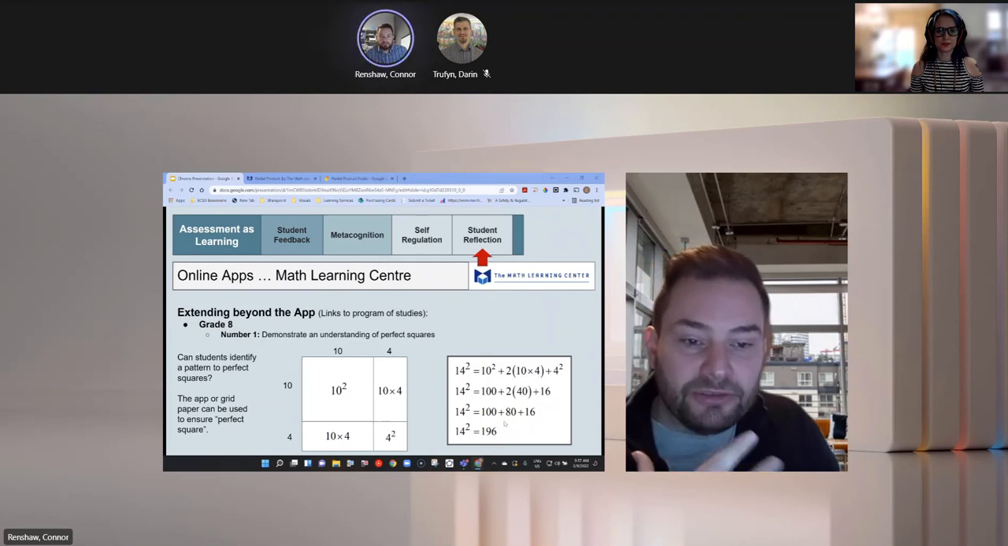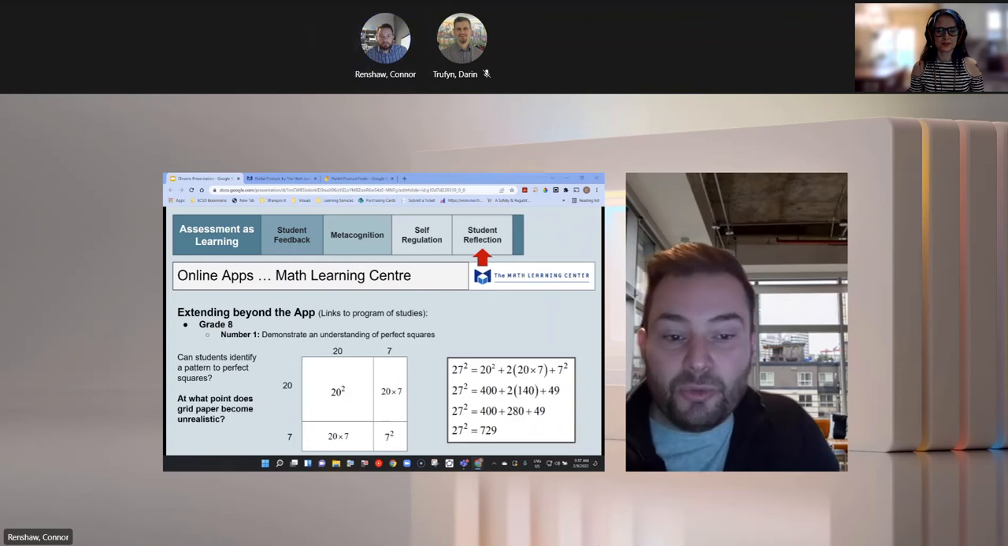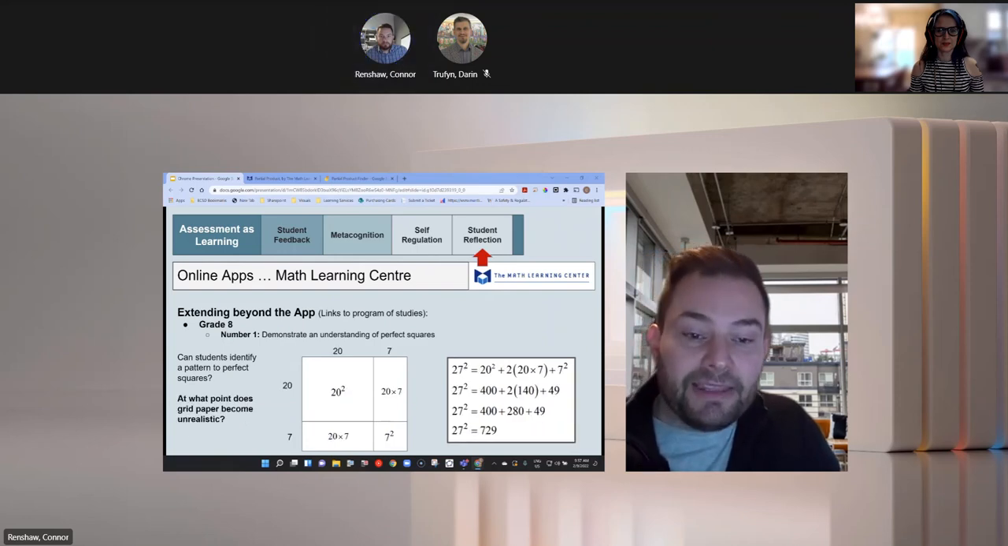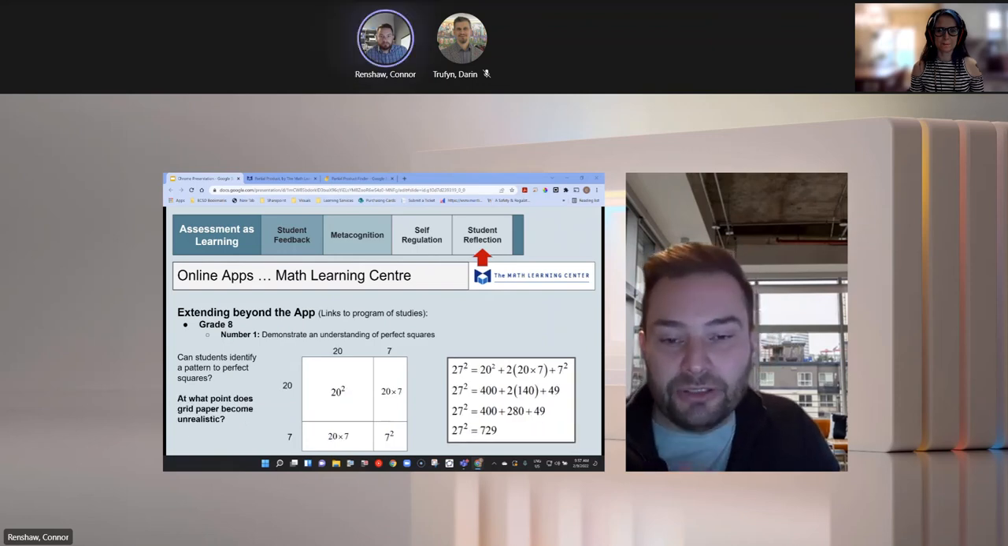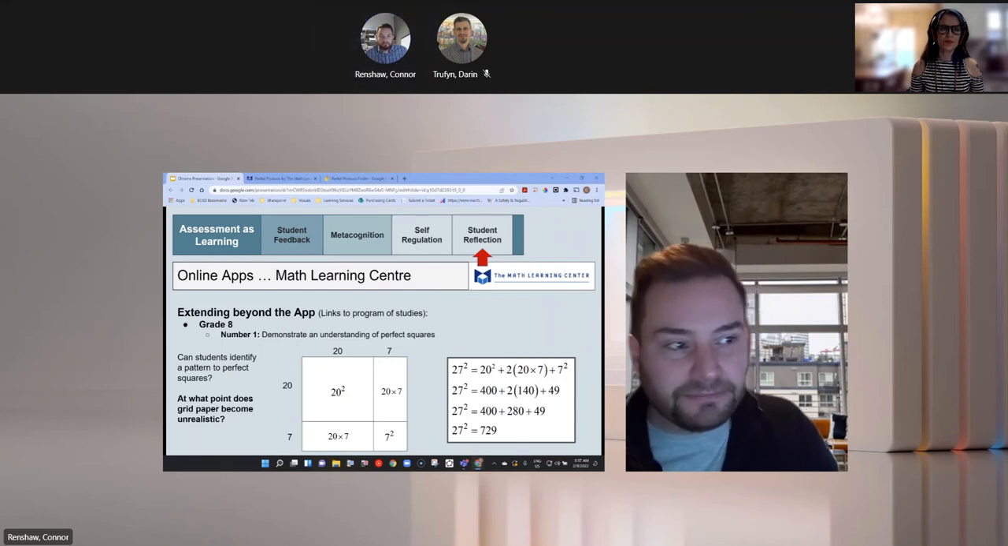As students start to think about this, we can even look at something like 27 squared. That same pattern is there if we look at it as 20 plus 7 and 20 plus 7. We see a perfect square, we see a perfect square, and we see identical rectangles. So that pattern now is becoming established.